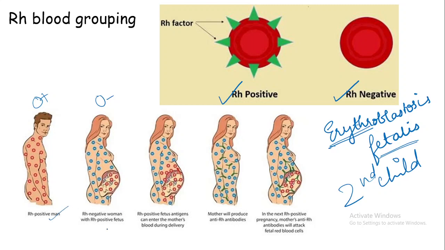Just have a look here. RH positive man, RH negative woman with RH positive fetus. RH positive antigens can enter the mother's blood during delivery. Next, the mother will produce anti-RH antibodies. In the next RH positive pregnancy, the mother's anti-RH antibodies will attack the fetal red blood cells, ultimately resulting in no formation of the blood. So that becomes fatal to the fetus. The baby is not formed.